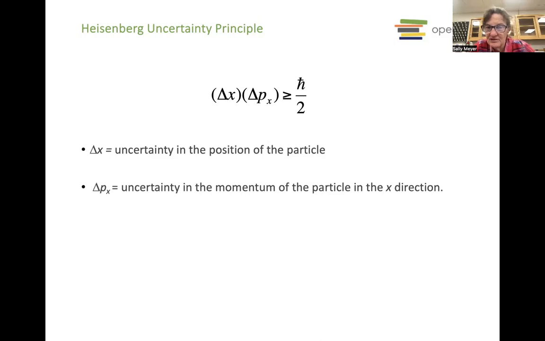The very best you can do is it's equal to h bar over 2, but then when you design an experiment, that will always just be a limit, and you're probably going to have uncertainty that's greater than that.